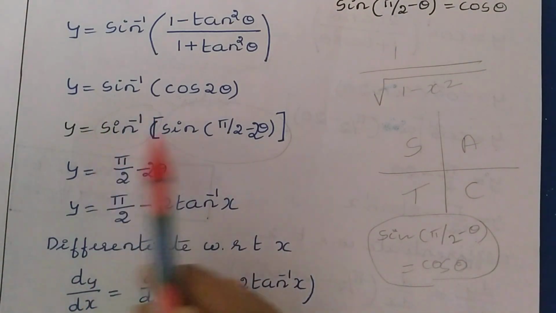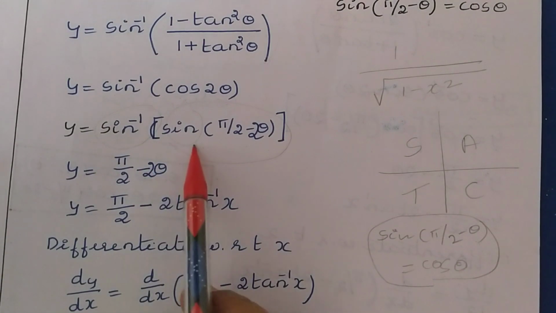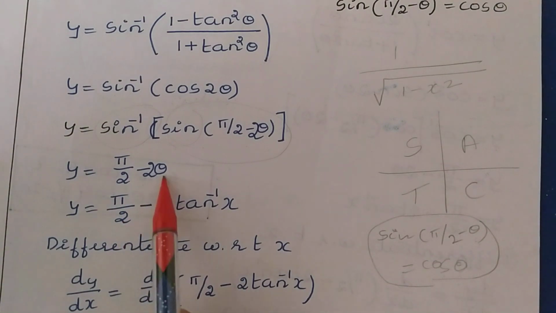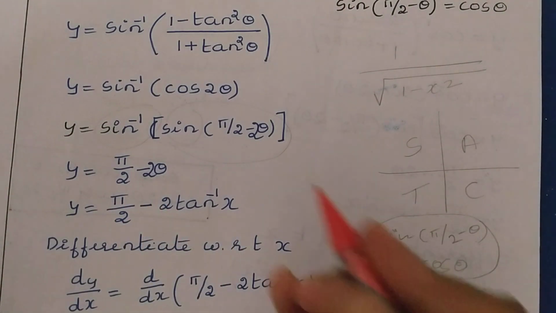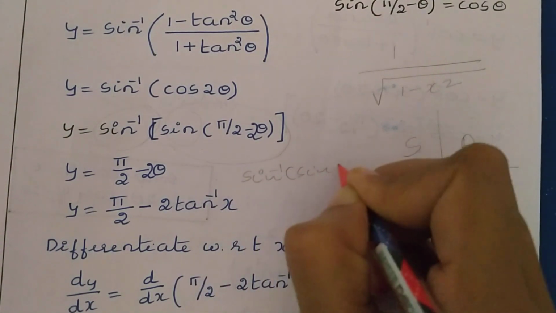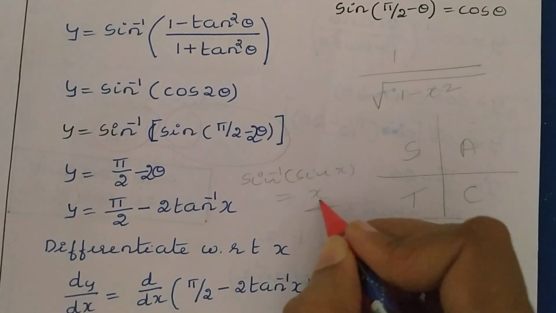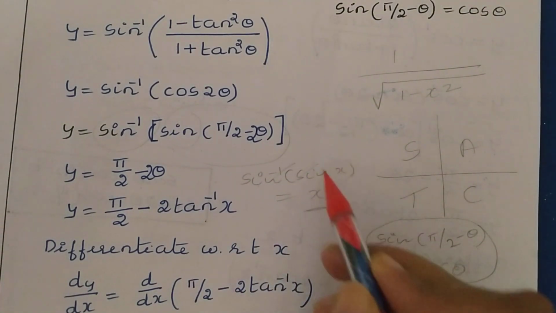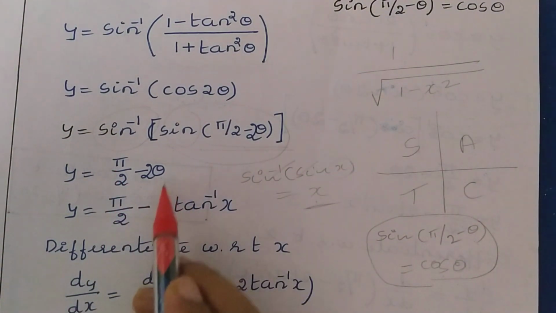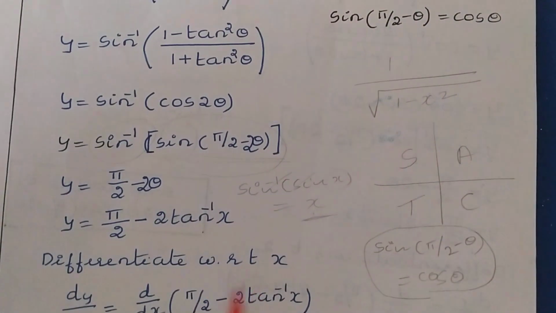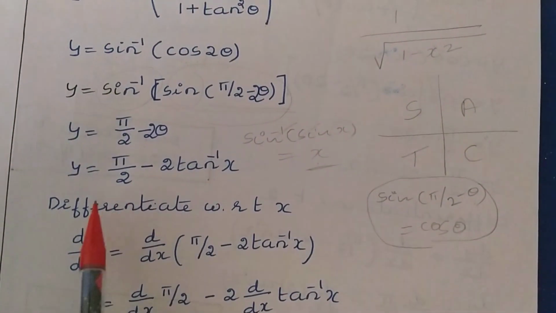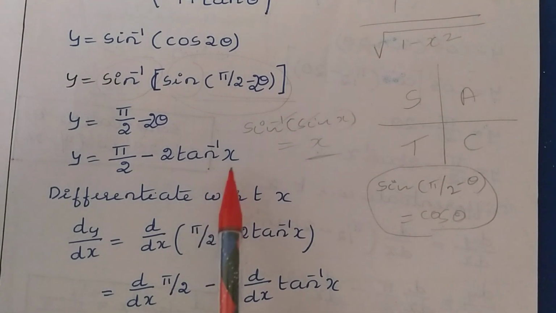Now here we have sine inverse, here we have sine. So from the inverse trigonometric functions formula, we can write this as pi by 2 minus 2 theta. For example, we have a formula in inverse trigonometric function, that sine inverse sine x is equivalent to x. This will get cancelled, so we just write x. Same thing I have done here. So pi by 2 minus 2 theta. Then theta we have taken at the beginning as tan inverse x. So just substitute that. So we have pi by 2 minus 2 tan inverse x.